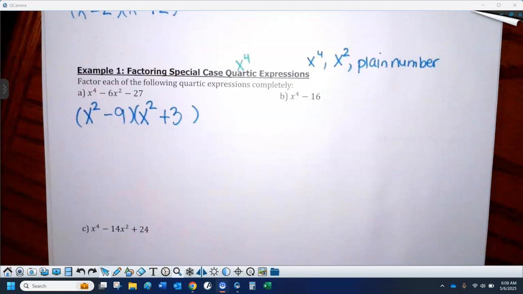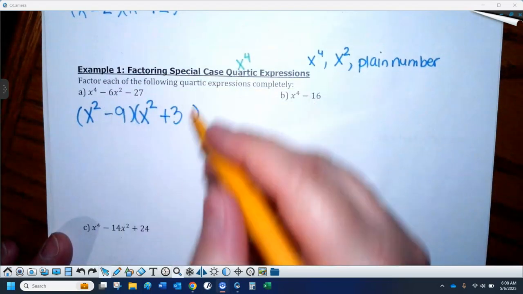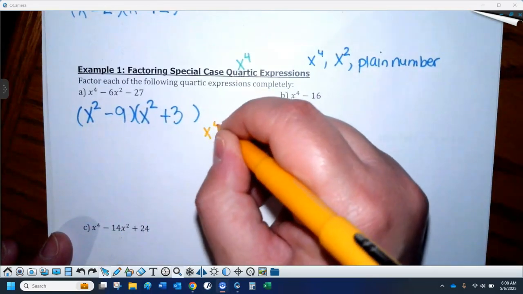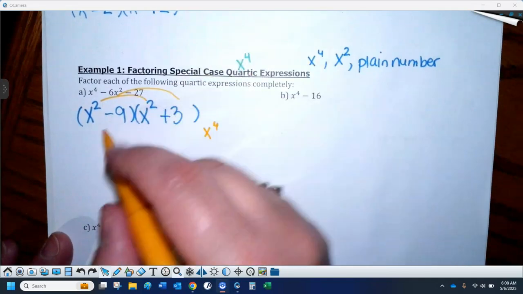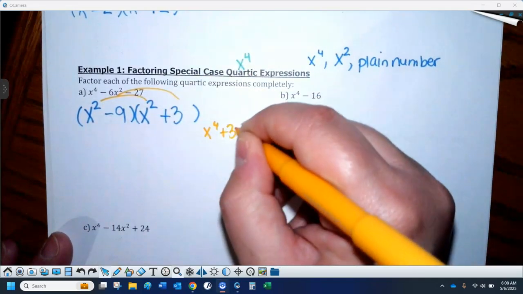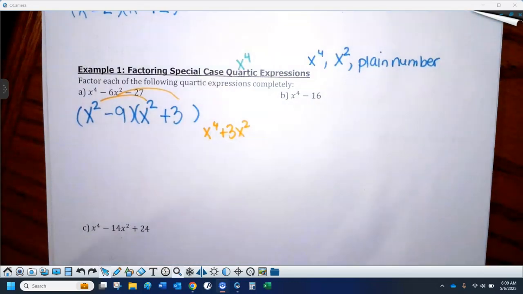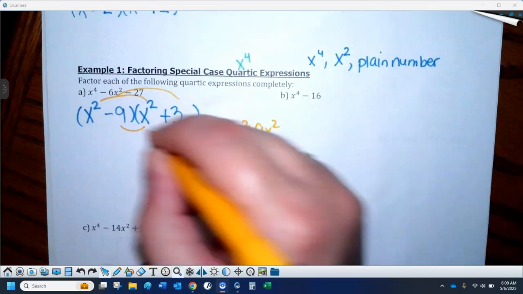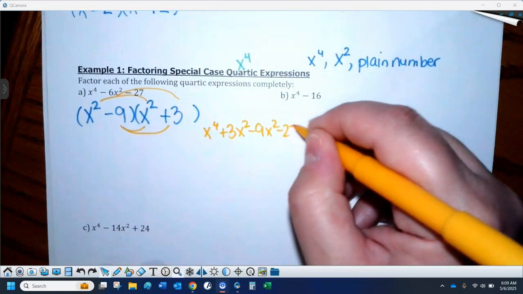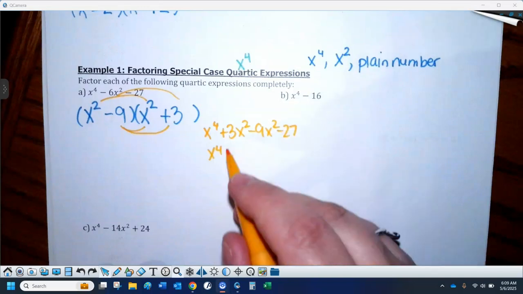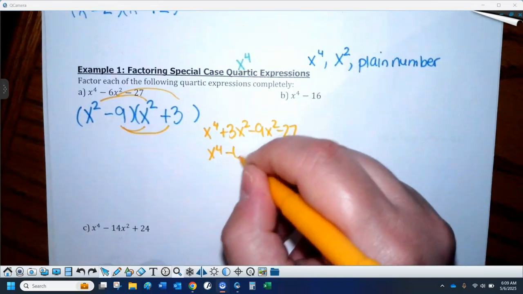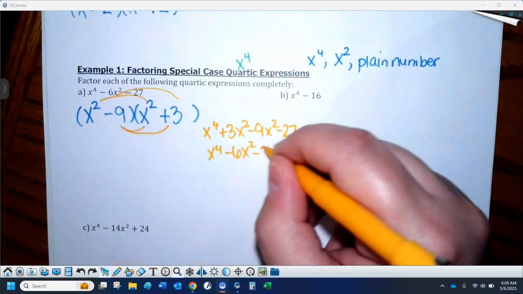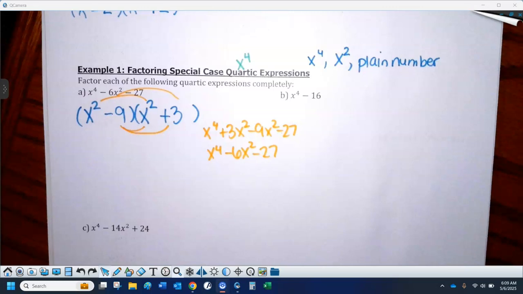Let me just show you on this question, if I multiply this back out, right? x squared times x squared, I'm going to write it over here, x to the fourth. If I do my little FOIL, x squared times 3 gives you 3x squared. That's why we want an x squared in the middle. Negative 9 times x squared, negative 9x squared. Negative 9 times 3 is negative 27. We put that back together. 3 minus 9 is going to give us negative 6, but now, because of the exponent change that we made, that's x squared, and you're going to see that matches the original problem.